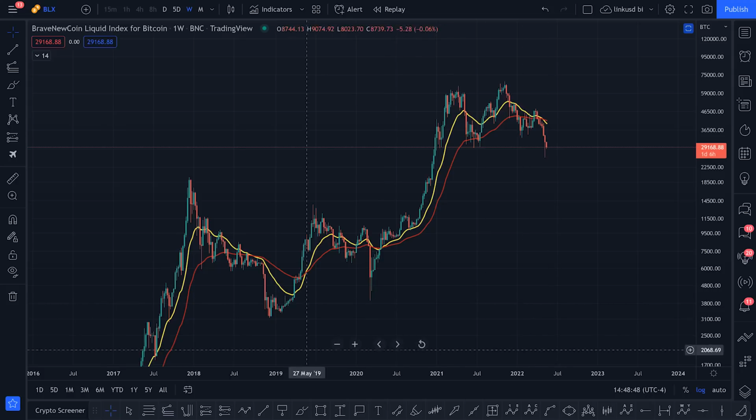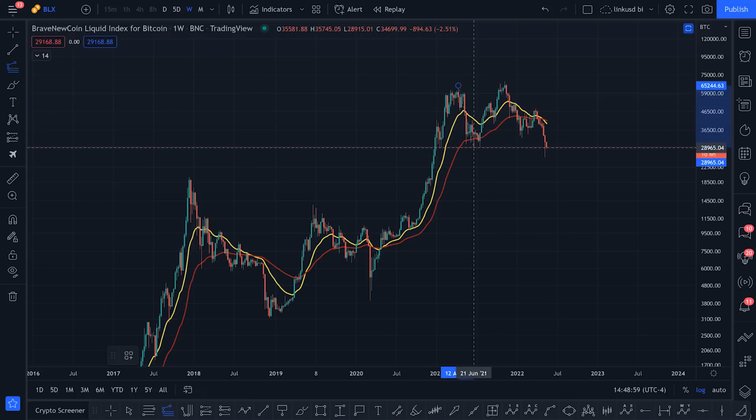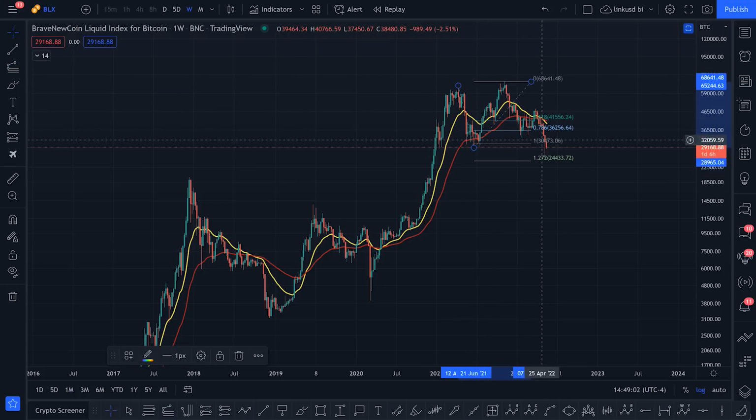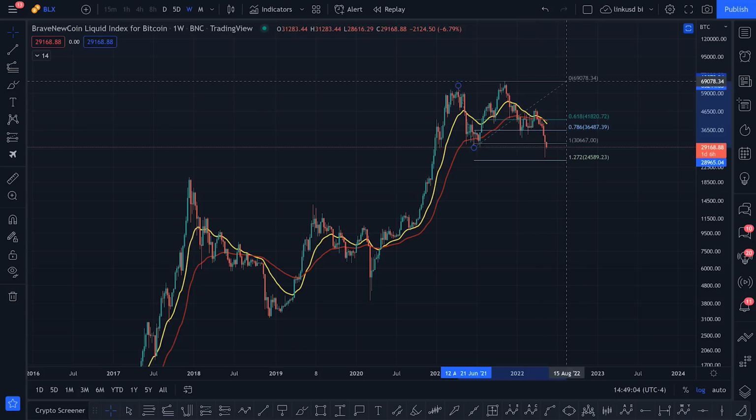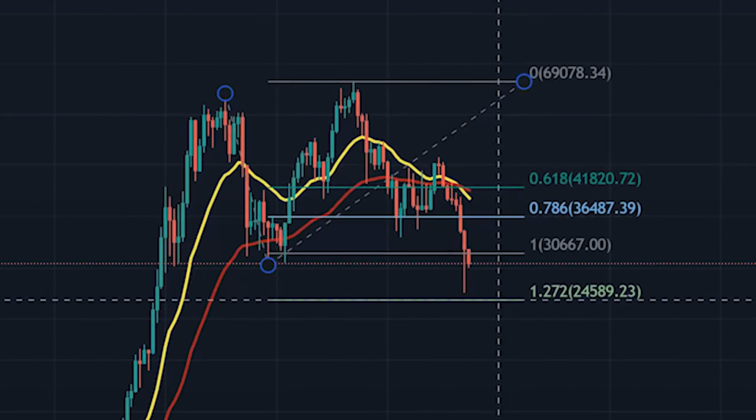So what we're going to do is take a look at this particular correction and see what's going on. You could say, okay, this is a large ABC correction. Let's have a look at that using this ABC correction tool from here to here. You've got your A leg down, then your B leg high, and if I drop this across, you can see that the 1 fib has already been met, but the 1.272 fib has not quite been met.